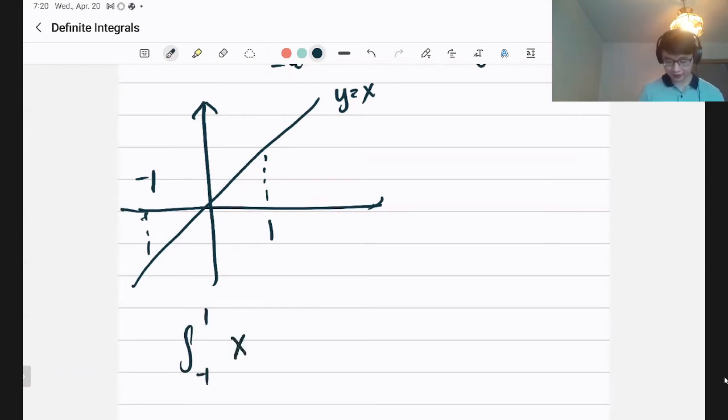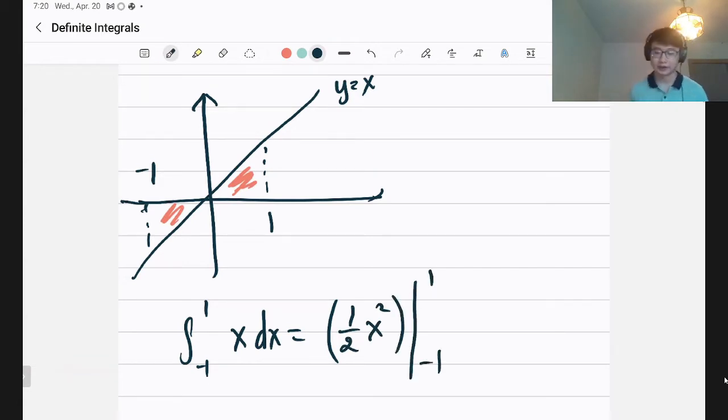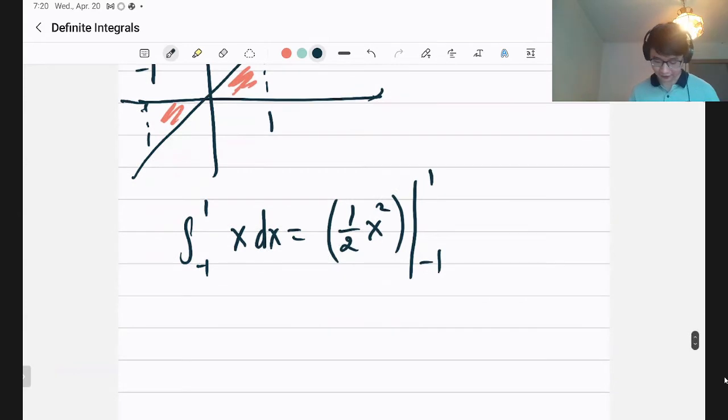X. And of course, let's highlight this. We want to find the area of this, right? And dx. Well, what's this equal to? It's equal to, well, let's integrate the x first, and then we can find what the value is. After that, we put 1 and -1 right here. And so let's find the area under the curve.